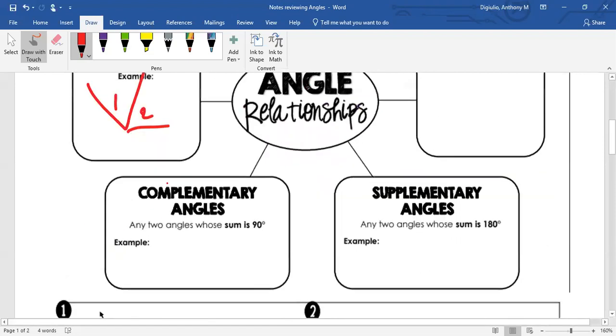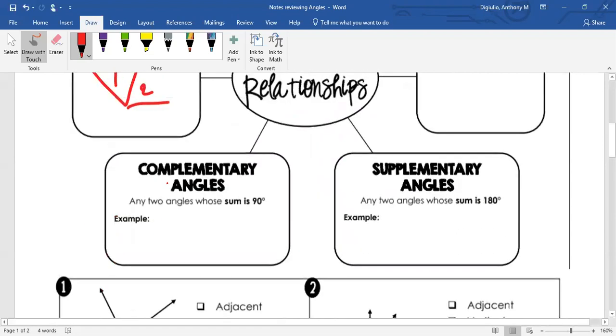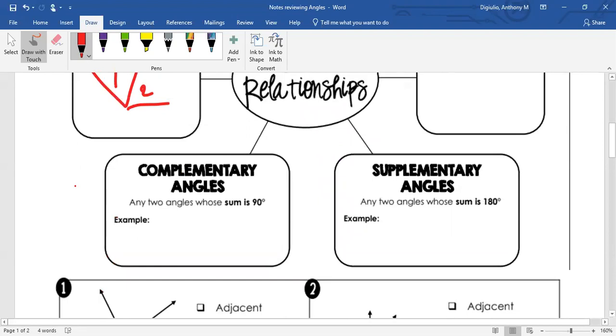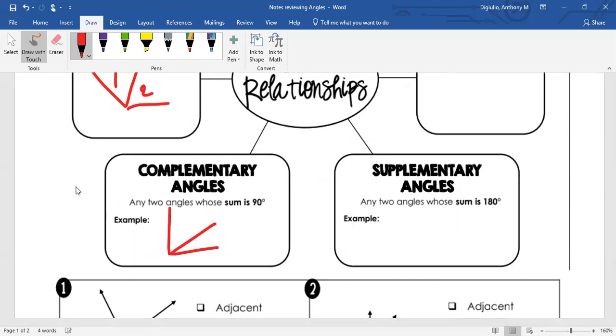Another one, I'm going to go around the block in a weird way, but complementary, we also won't see that all that much. It's just two angles whose sum adds to 90. For instance, this angle here might be a 60-degree angle, and this might be a 30-degree angle. Those would be complementary because the two of them add up to 90 degrees.